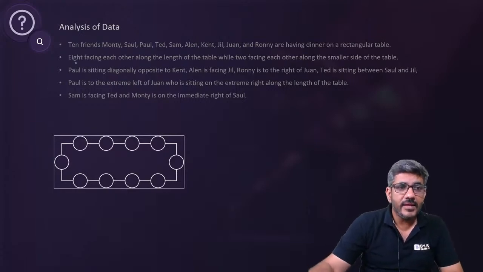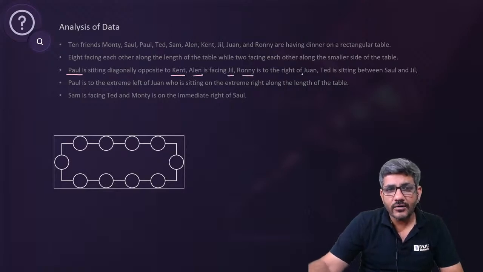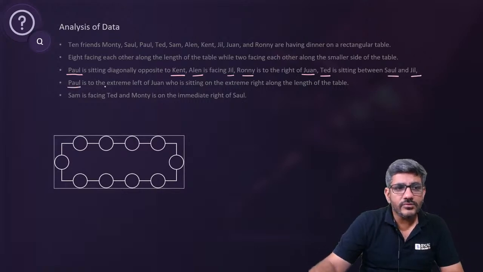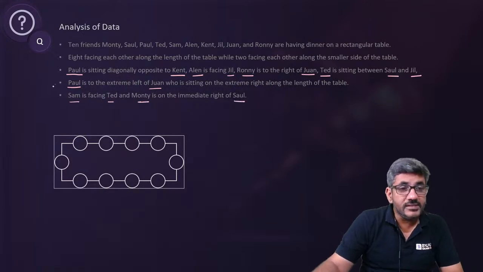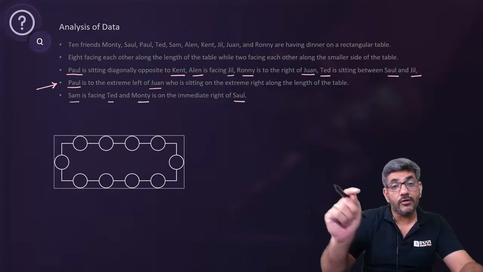10 friends are there. 8 facing each other along the length of the table, 2 facing on the smaller side. Now, ध्यान से देखिएगा. Paul is sitting diagonally opposite to Kent. Ellen is facing Jill. Ronnie is to the right of Juan. Ted is sitting between Saul and Jill. Paul is to the extreme left of Juan, who is sitting on the extreme right along the length of the table. Sam is facing Ted. Monty is on the immediate right of Saul. This is the only information which is given to me according to the side of the table.